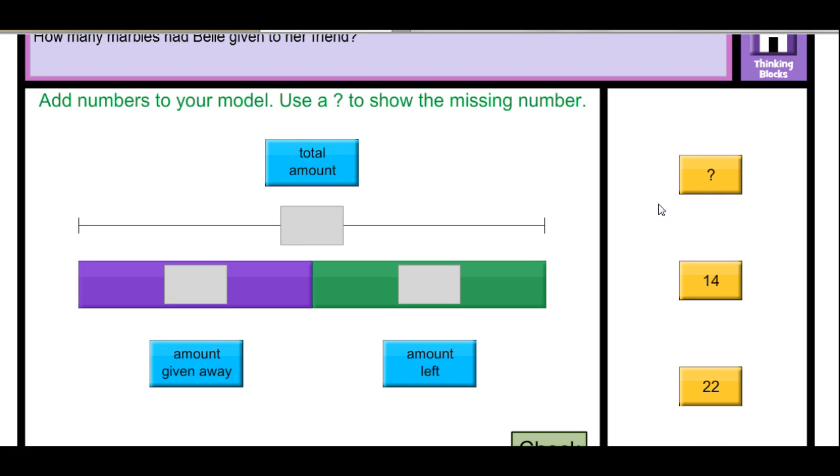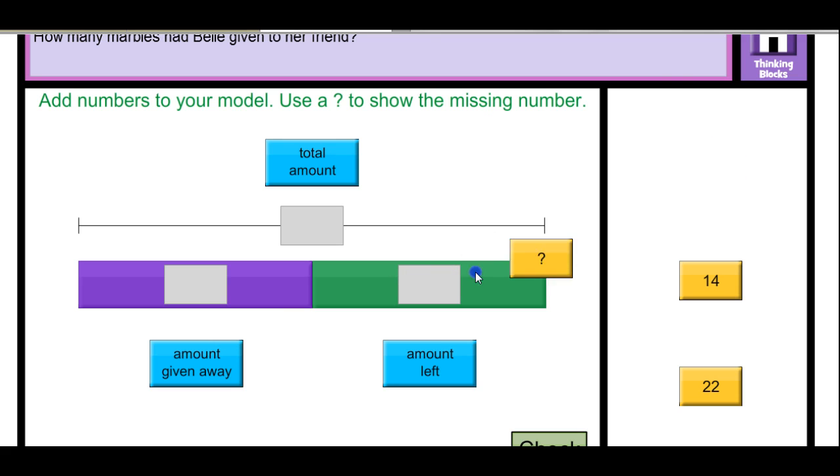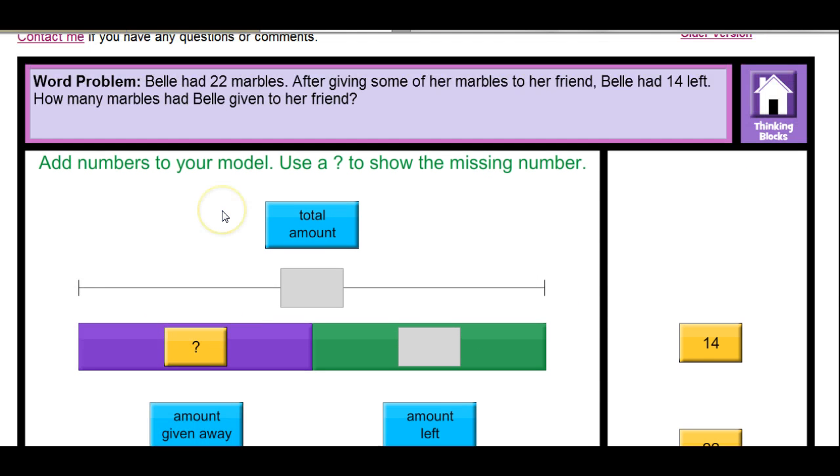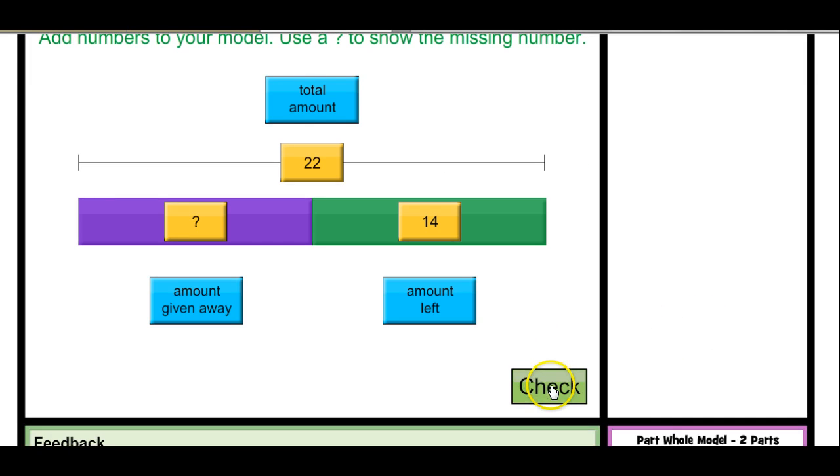Now we're going to add numbers to the model and use a question mark to show the missing number. Let's go back to the word problem. We want to know how many marbles had Belle given to her friend. So right here, the amount given away is the question. What information do we already know? We know that Belle had 22 marbles to begin with, which was the total amount, and she had 14 left after she gave an unknown amount away. Here's a check button to make sure that the values were put into the bar model correctly.